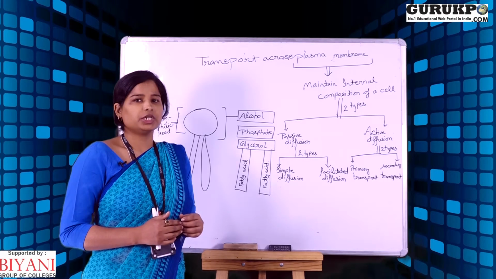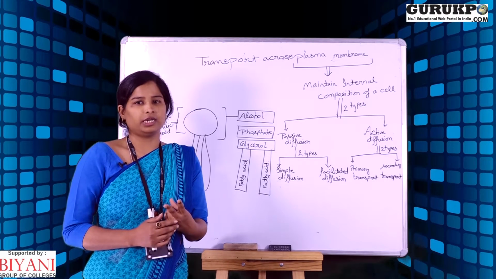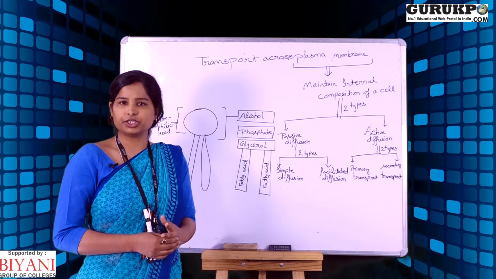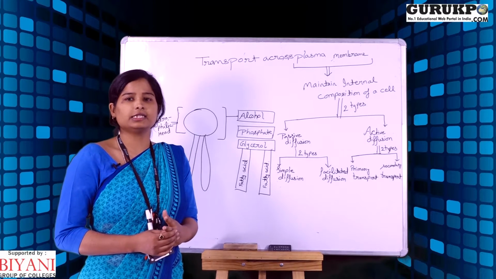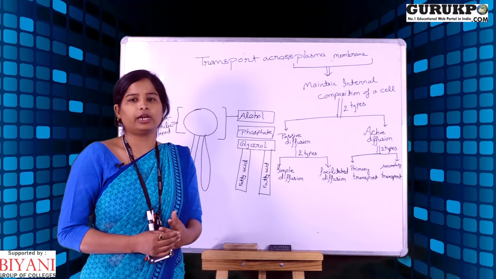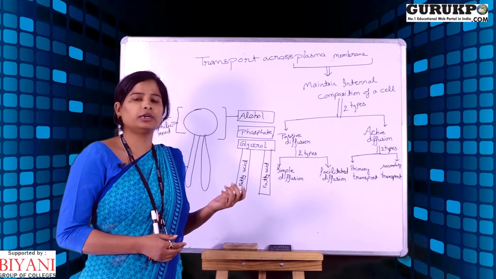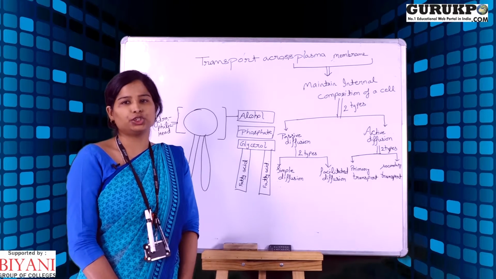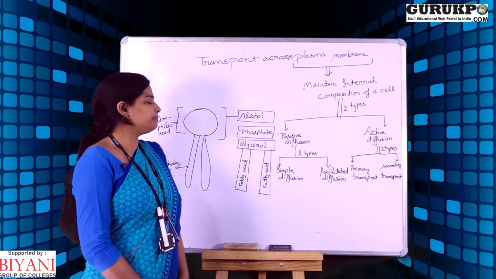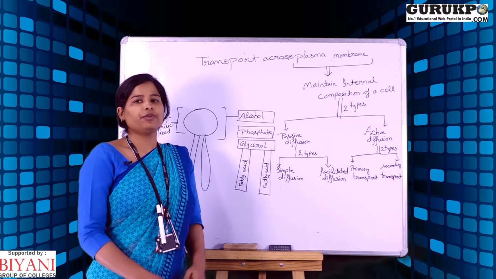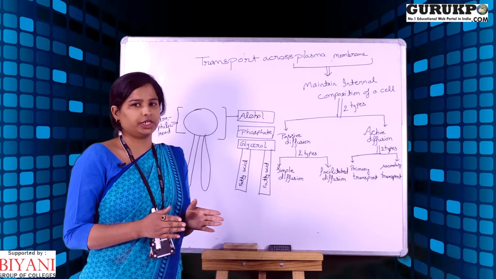The passive diffusion depends on two things. First is the concentration gradient and second is the electric potential across the plasma membrane. The electric potential always occurs in the case of charged molecules. The passive diffusion always occurs along the concentration gradient.